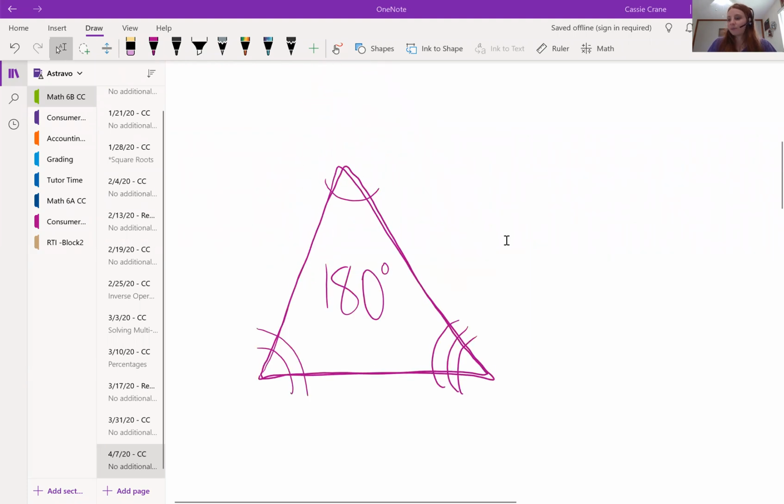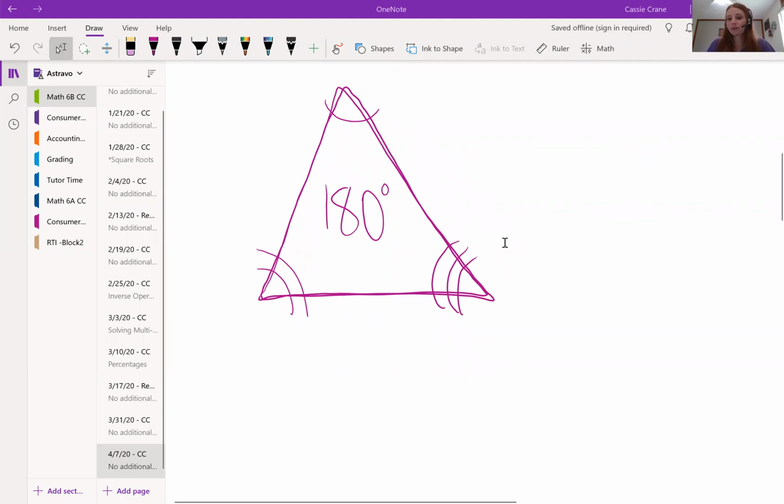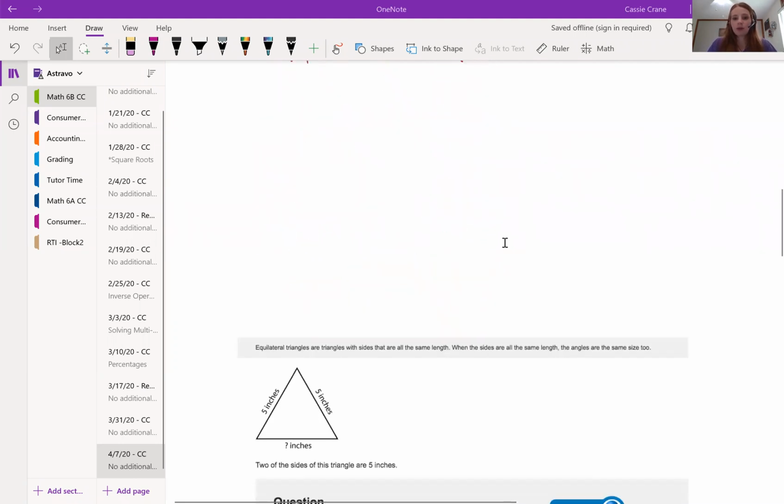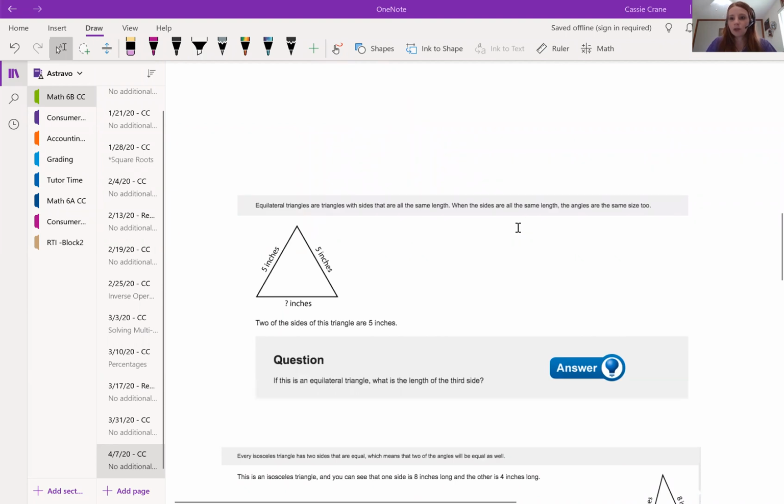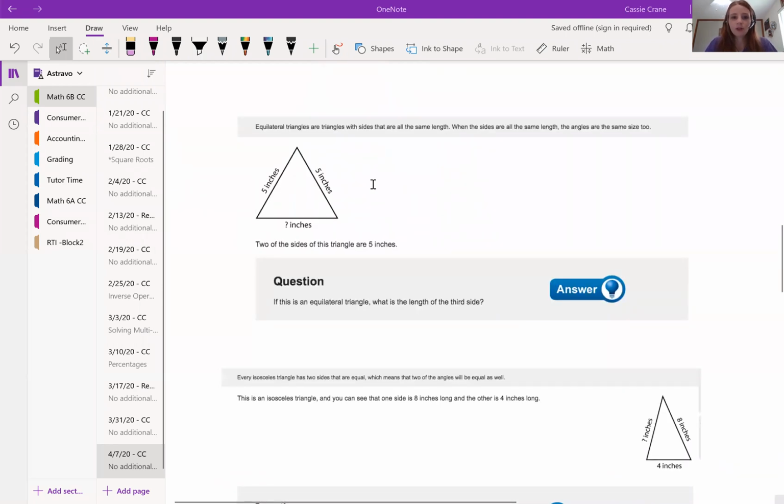Okay, so now let's look at how to classify triangles based on their side lengths. Some of you have already done this lesson, so you may already know these, but just in case, we're going to go through all of them. The first one we're going to look at is an equilateral triangle. One thing you want to notice about the word equilateral is that it kind of has the word equal in it. This is kind of a hint. Equilateral triangles have sides that are all the same length, so all three are the same, and their angles are all going to be the same measure as well.